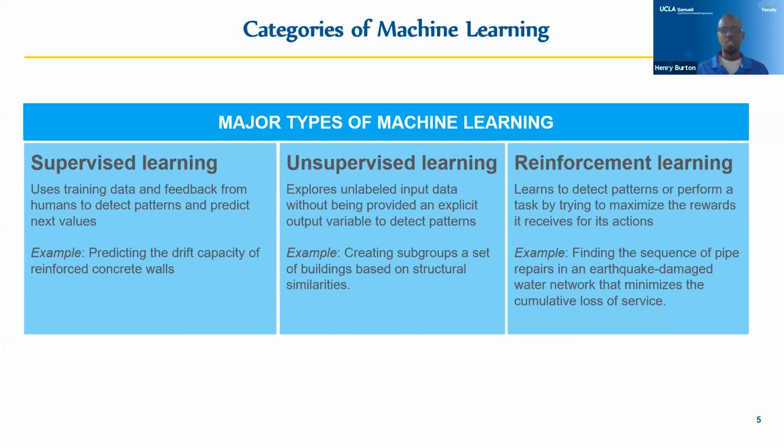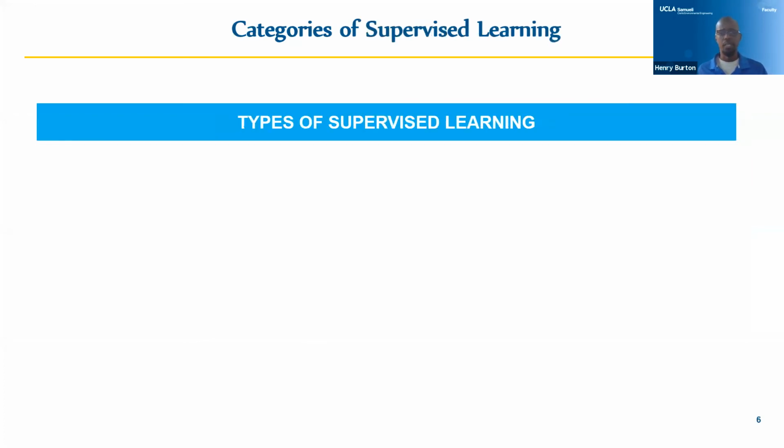So one example is finding the sequence of pipe repairs in an earthquake damaged water network. That's actually some work that we're doing right now. It's not quite ready for showtime yet, but that's an area of reinforcement learning that we're working in. So today, what I'm going to present, and I would argue that most of the work that's being done within the earthquake engineering community related to machine learning is with supervised learning.